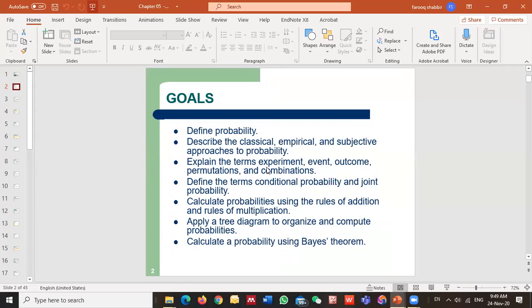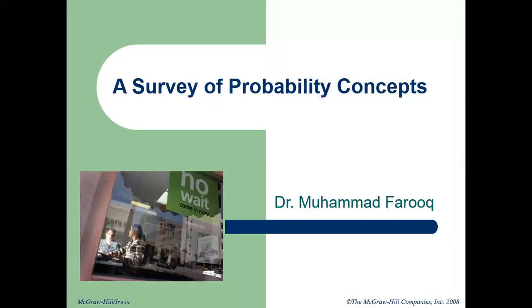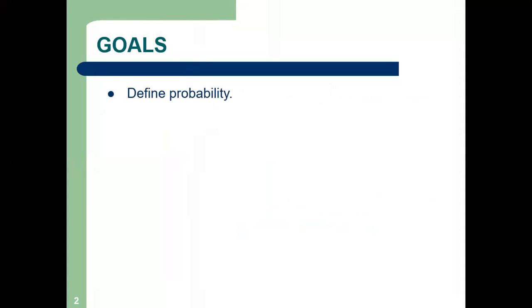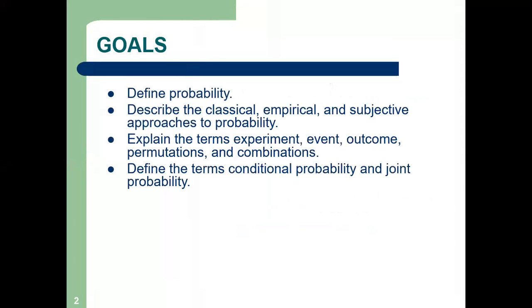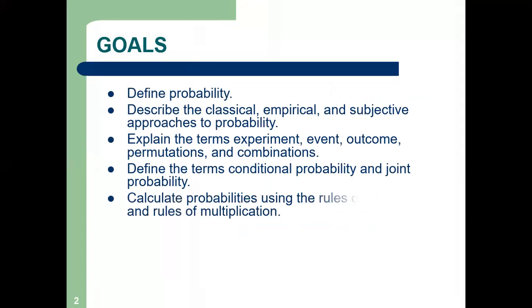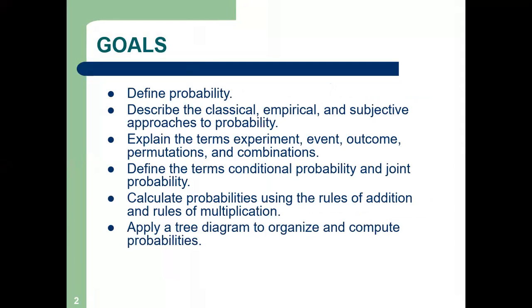Similarly, we will discuss some important terminologies used in probability concept. We will learn about conditional probability and joint probability. These are two different types of probability. Furthermore, we will discuss about the rules of addition and multiplication to measure probabilities. And we will also talk about a tree diagram to organize and compute probabilities. And in the end of this lecture, we will talk about Bayes' theorem.